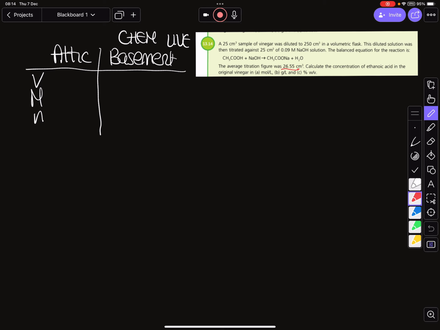So we have the average titration figure for what went into our attic. Again, it's never going to be a whole number, so that one is going to be 20.26.55 versus 25 centimeters cubed of 0.09 big M, and from the equation the ratio for both things is 1:1.